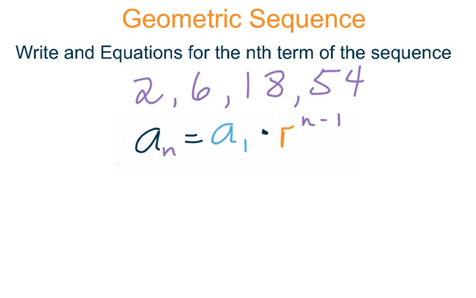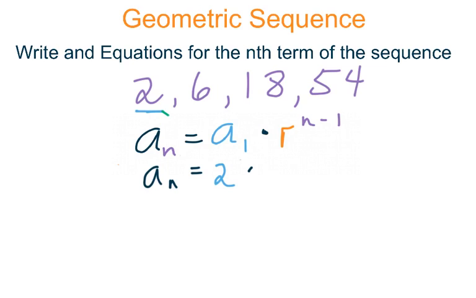Now on this one I've got this sequence 2, 6, 18, 54, and again we're writing an equation for the nth term. So let's start it out. I've already got the equation down for you. So a sub n is equal to the first term, a 2 right over there, times the common ratio. Let's figure out the common ratio real quick. Let me switch over to green.